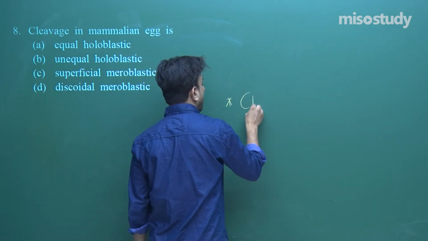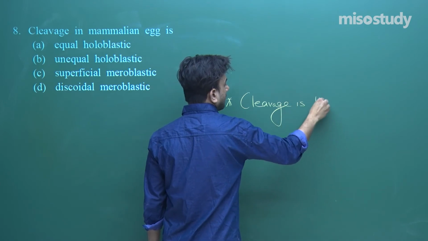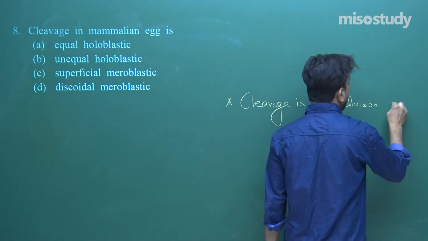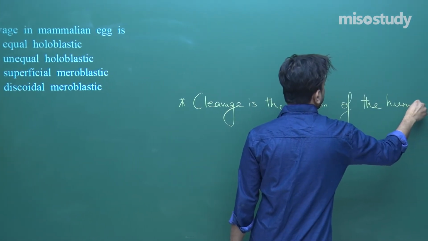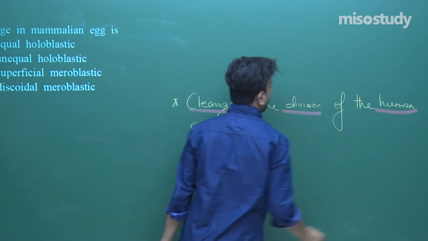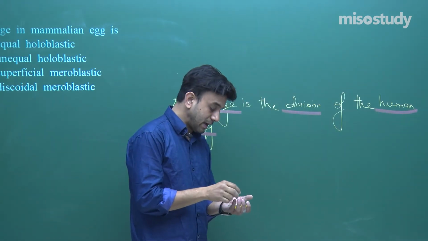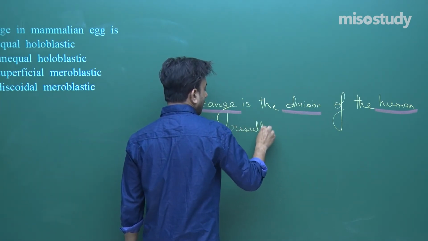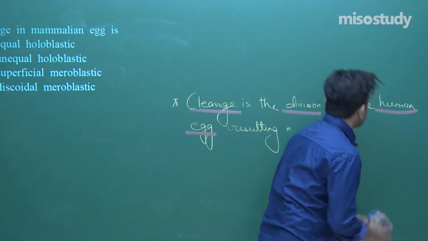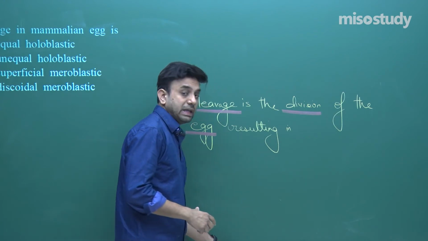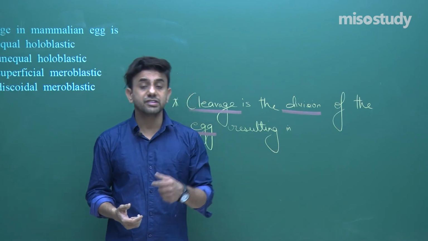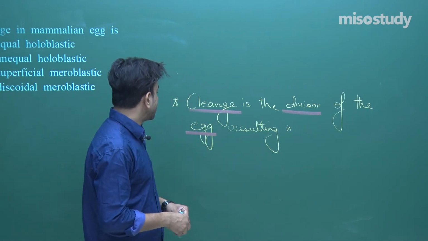So, cleavage is the division of the egg resulting in growth. Cleavage is unequal, and the first cleavage takes place 30 days after fertilization.